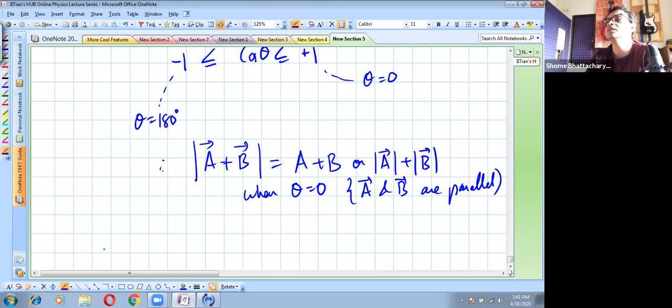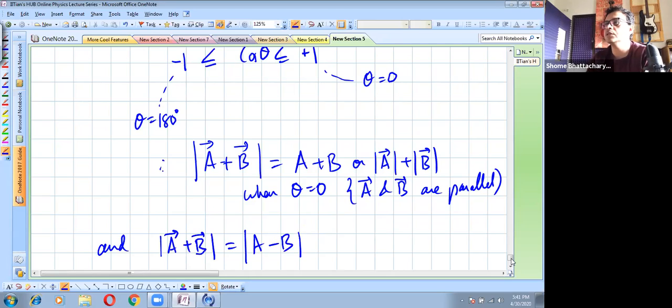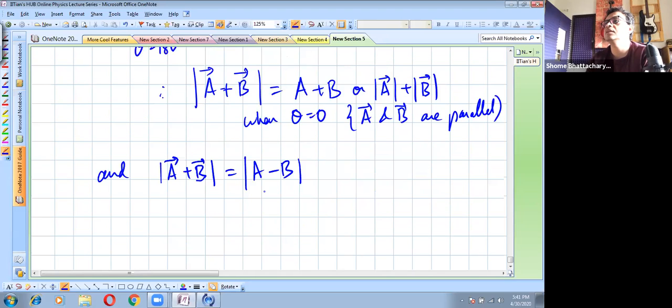Okay, and similarly, for the case when theta is 180, mod of a plus b becomes how much? It actually becomes the difference of the two. It becomes a minus b, but because it's a mod, we'll write it as the square root of a minus b whole square. Okay. So this happens in which case? It happens when theta is 180, or what we call anti-parallel vectors.